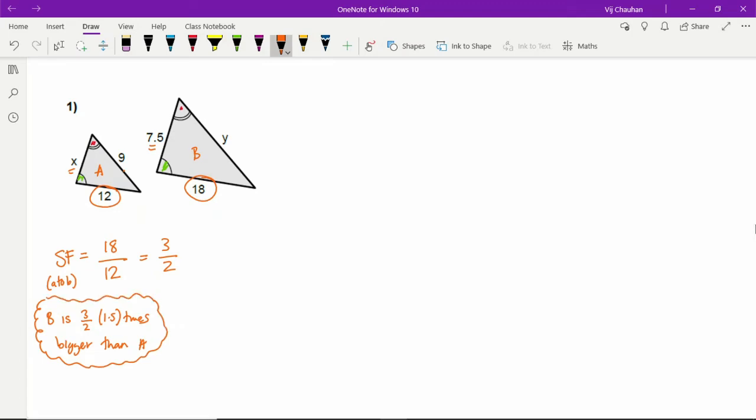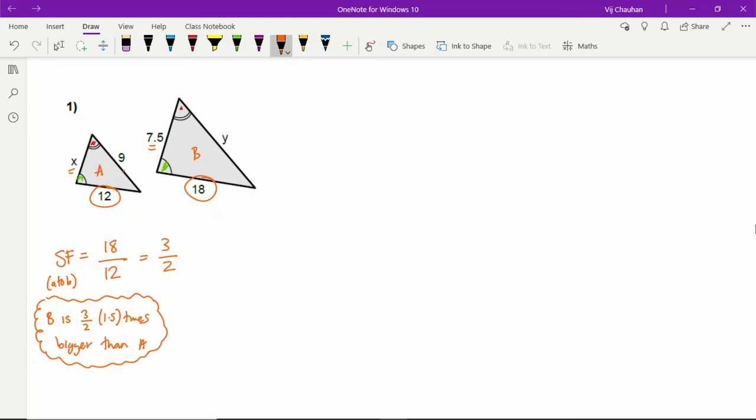Now, because we're usually talking about enlargements, it's usually better to think about the big shape compared to the small shape. So obviously if I was looking at the opposite direction of B to A, then my scale factor is going to be smaller than 1, and so therefore the scale factor will be 2 over 3. So all I need to do is just flip the numbers in the fraction.